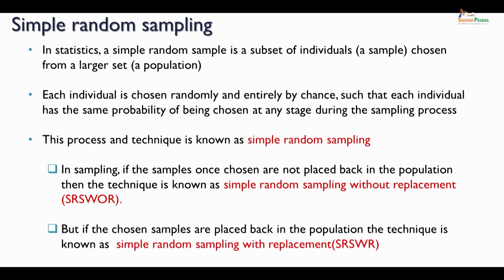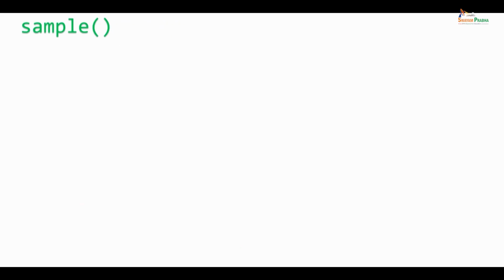Another technique is known as simple random sampling with replacement. That is, if the chosen samples are placed back in the population, then the technique is known as simple random sampling with replacement. So, this is the difference between simple random sampling with replacement and without replacement. Let us start with simple random sampling and its implementation in R.